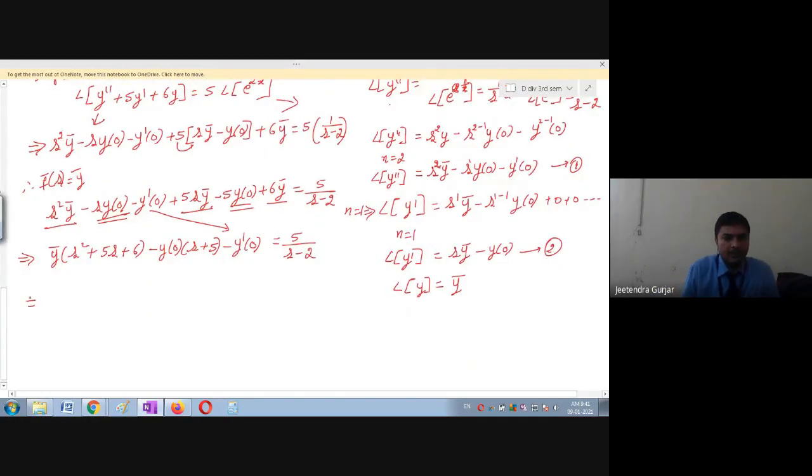So therefore I will write y dash of s square plus 5s plus 6 minus, what is y of 0? Yes, students, what is y of 0? 2. Very good. So this is 2s plus 5. And what about y dash of 0? 1. Yes, you are right. So you have understood how to substitute the y of 0 and y dash of 0 value. So remaining terms as it is. Don't change the remaining terms.